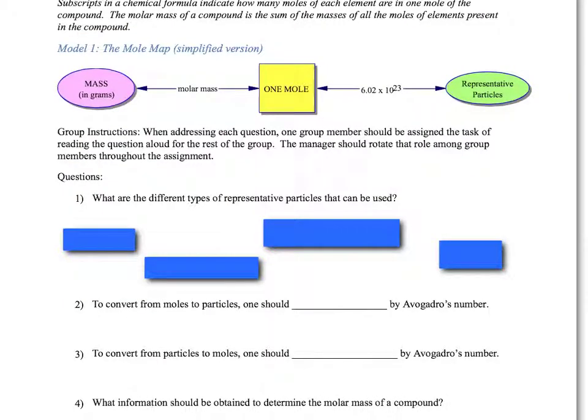All right, so let's take a look at these questions. Number 1, what are the different types of representative particles that can be used? Remember, your representative particles are over here, and so I'm asking what are the subcategories of these that you could have. So everybody think about it for a minute. Can you name any? Let's see. I've got them under these boxes. Ready?